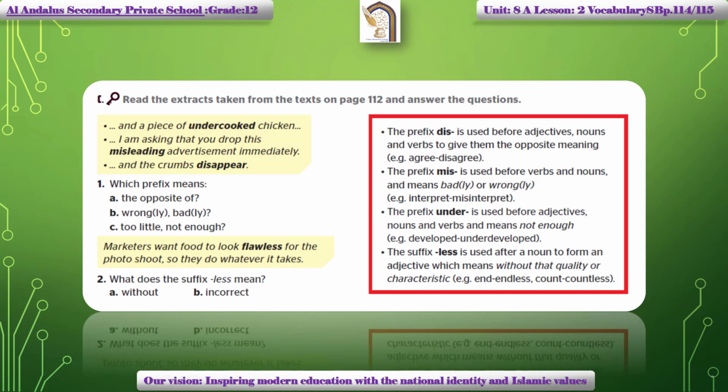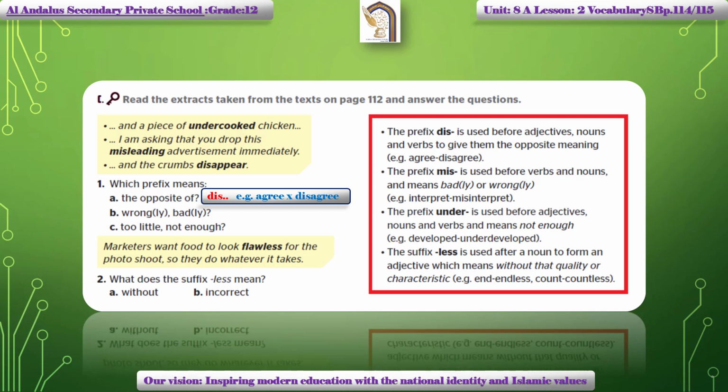We can read these extracts and start answering our questions. And a piece of undercooked chicken. I am asking that you drop this misleading advertisement immediately. And the crumbs disappear. Now let's deal with question number 1. Which prefix means the opposite of? Dis. That's right. Appear, disappear. And this is another example of my own. Agree and disagree.